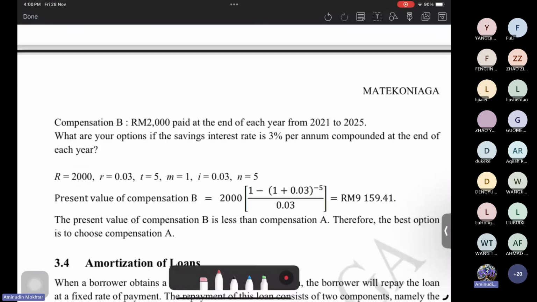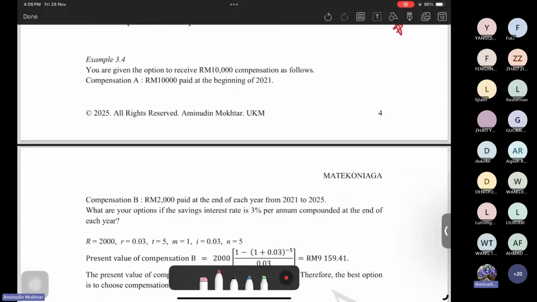Another example. Example 3.4. Assume that you are given two options. Let's say, just for example, I would like to relate the concept of present value of annuity to compensation. You are given the option to receive $10,000 compensation as follows.